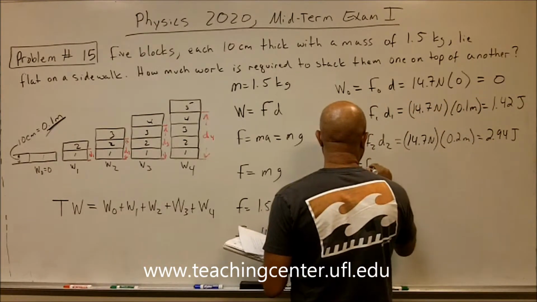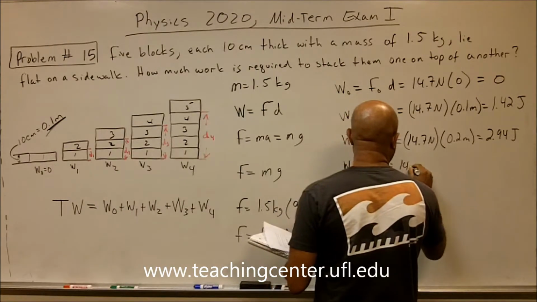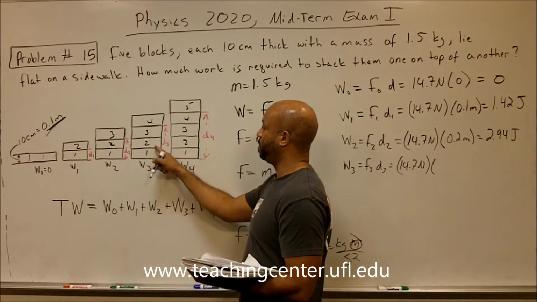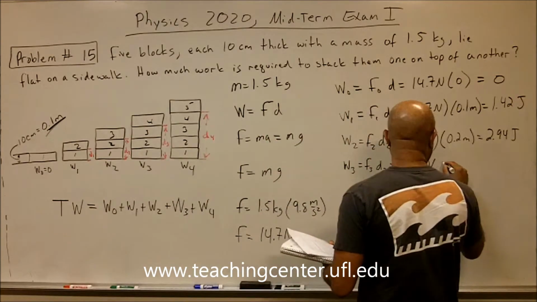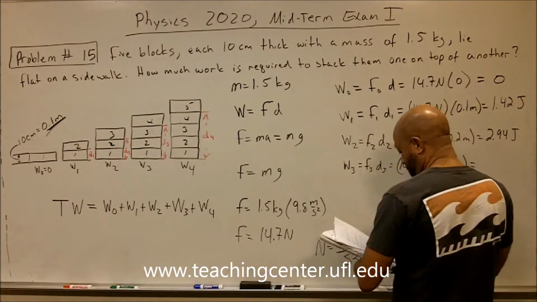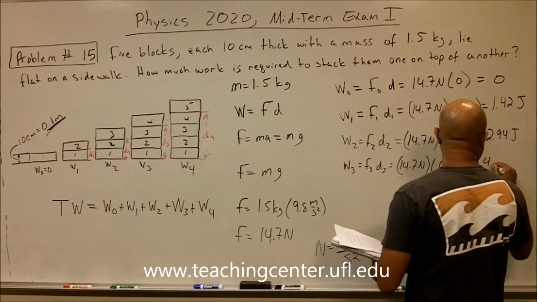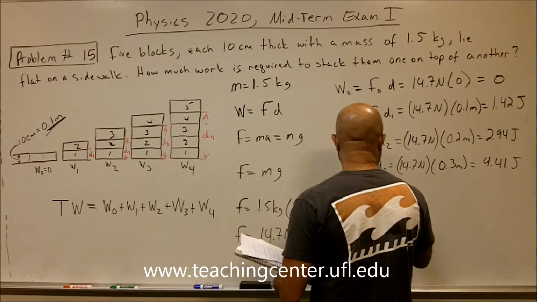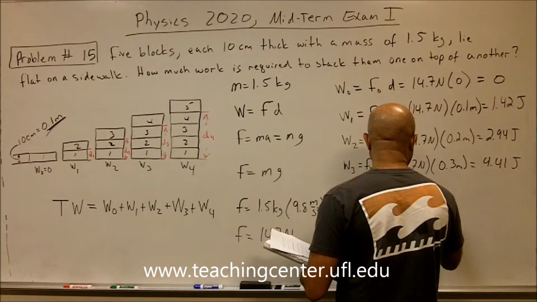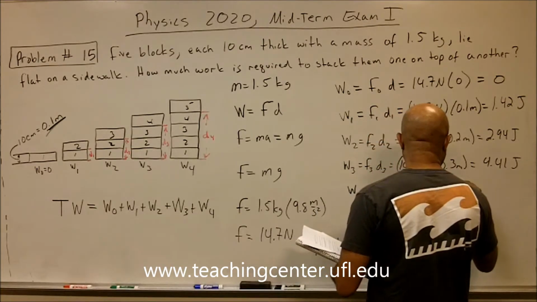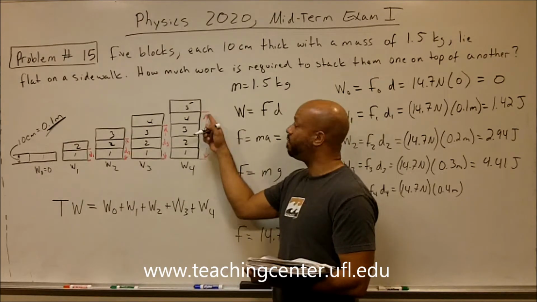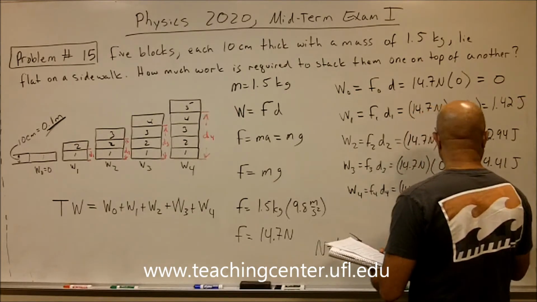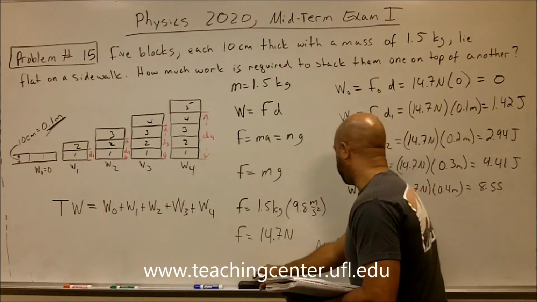The third work is going to be 14.7 newtons multiplied by the distance. In this case, you're going to go up 3 blocks, and so that's going to be 0.3 meters, which is 4.41 joules. And the fourth one is going to be 14.7 newtons multiplied by 0.4 meters, because you're having to lift the block now over 4 blocks, and that works out to be 5.88 joules.